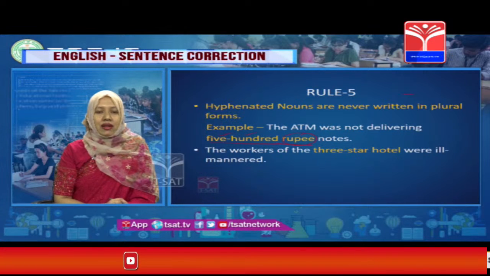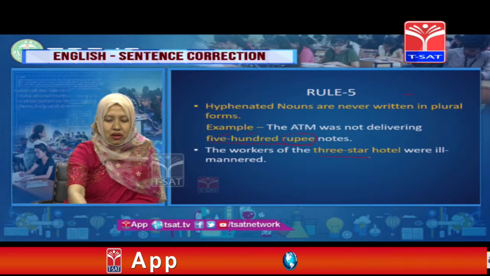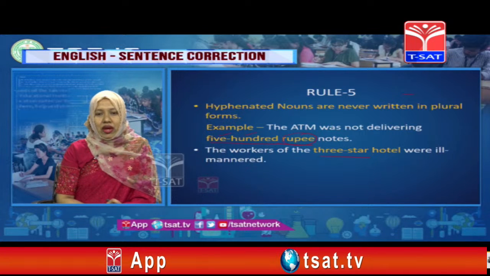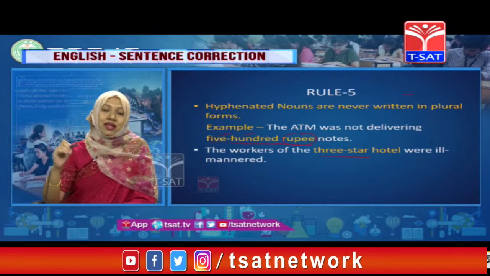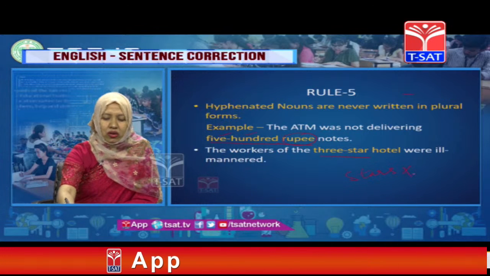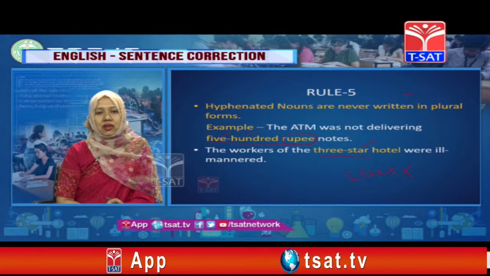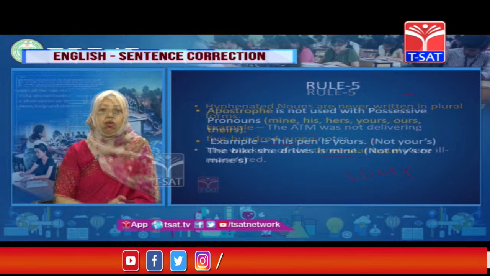Next, if you look at another example, the workers of the 3-star hotel were ill-mannered. Again in this example, there is a phrase which is hyphenated. 3 and star. We are referring to the hotel, 3-star hotel. Because the number 3 is there, we don't say 3 stars hotel. 3 stars is wrong. 3-star hotel we should say. We should never say 3 stars. The workers of the 3-star hotel were ill-mannered.